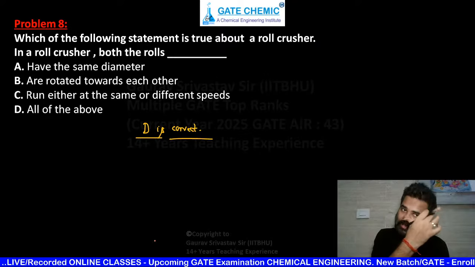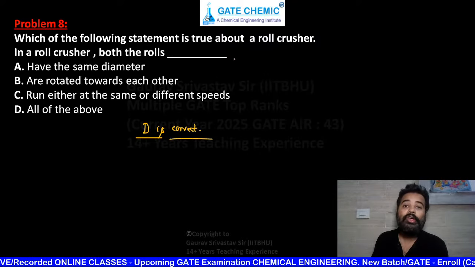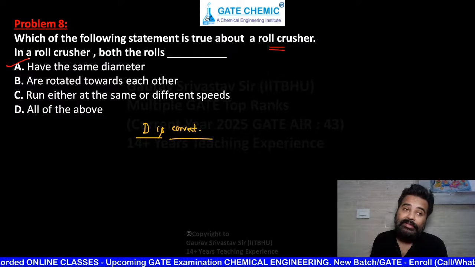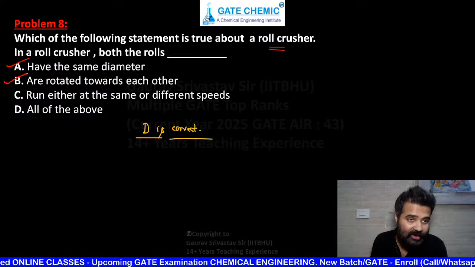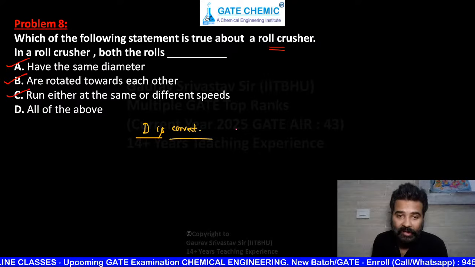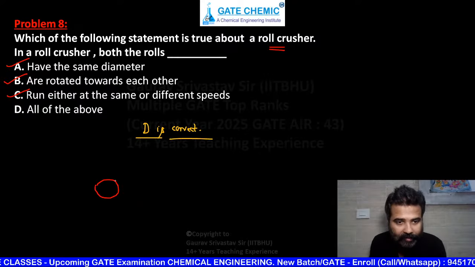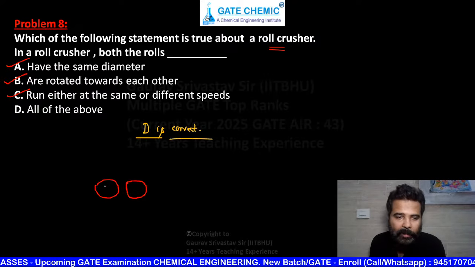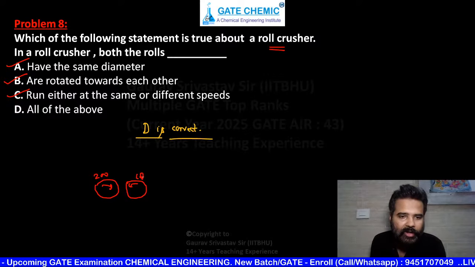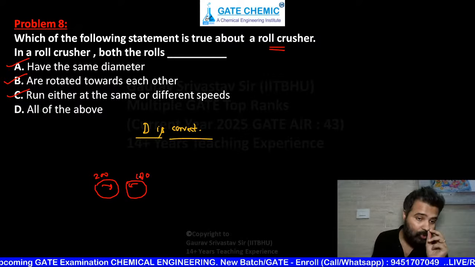Which of the following statements is true about a roll crusher? Have the same diameter? Yes. Are rotated towards each other? Yes. Run either at the same or different speed? This is also correct. If this is one roll and this is a second roll, then there may be a possibility that this is rotating at 200 and this is rotating at 180. It is also possible.